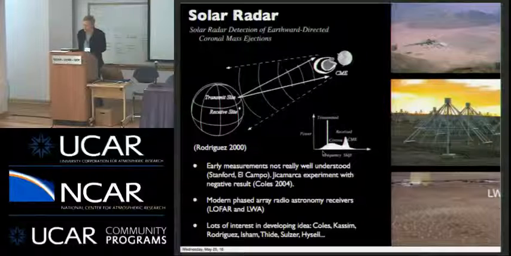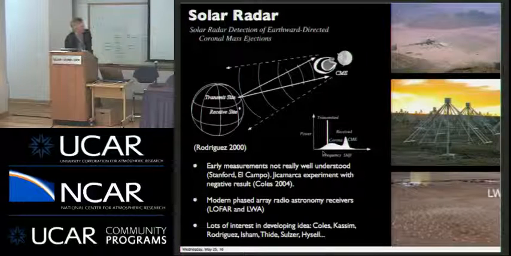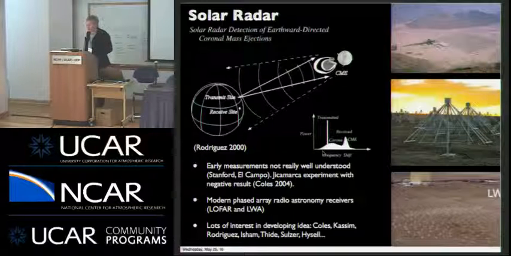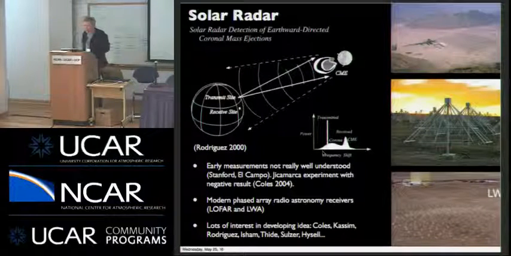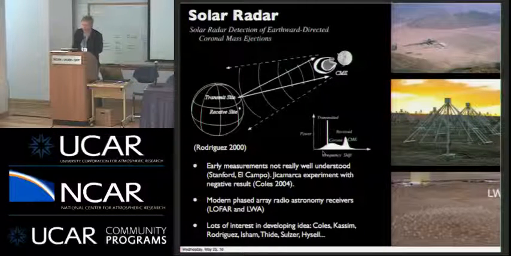So this is a picture of solar radar. This is from this nice diagram from Rodriguez, actually. I don't know who originally did this. The topic is controversial. I don't think anyone agrees yet on whether anyone has ever done a successful solar radar experiment. I think we could try to redo it and maybe get a positive result. And there's a lot of interest in the community. There are a lot of names who've written proposals to do this in the past.